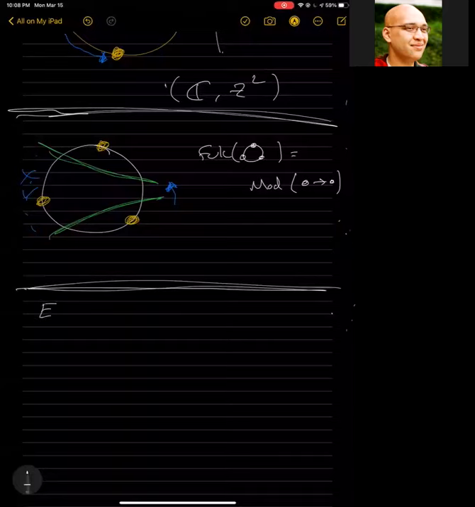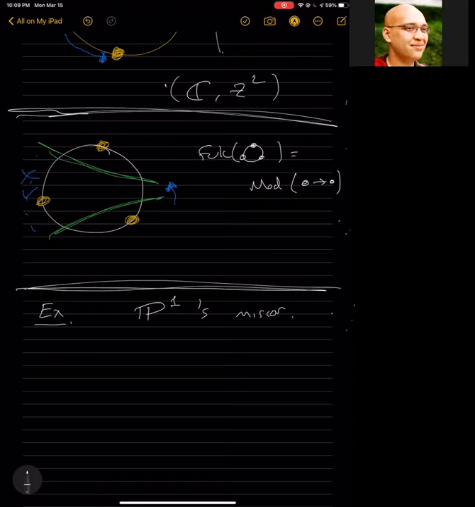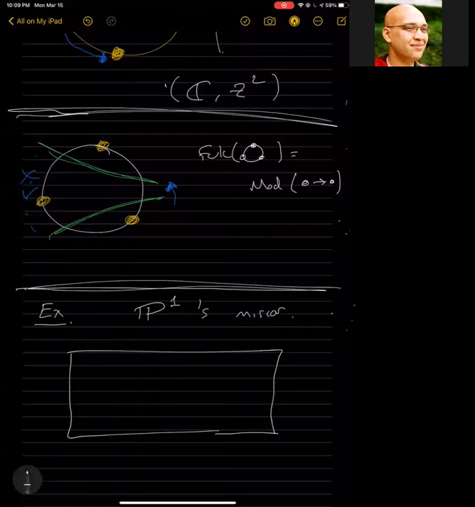So here's an example where I actually illustrate these general methods. This is the example of P1, the mirror to P1. Remember I told you that was supposedly going to be a cylinder. So I'll draw a cylinder where I put a stop at the top. I put a stop at the bottom. So this is supposed to be P1's mirror.